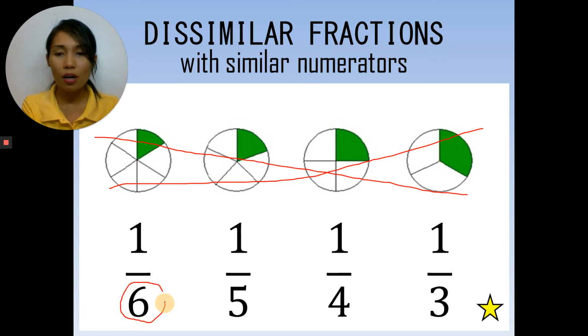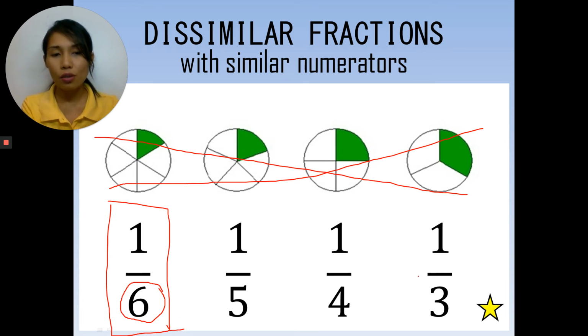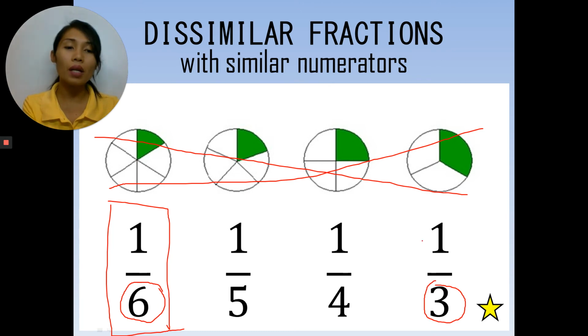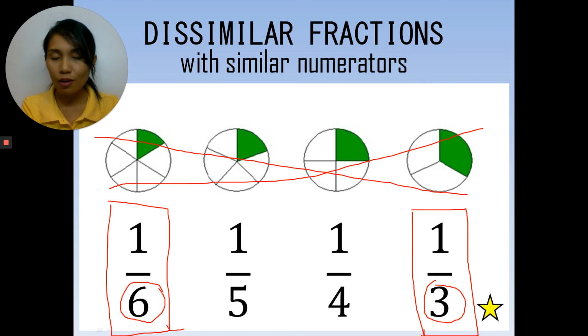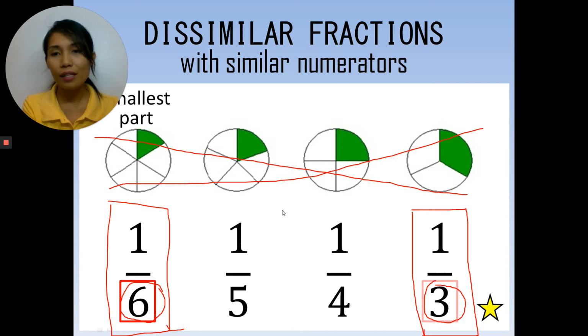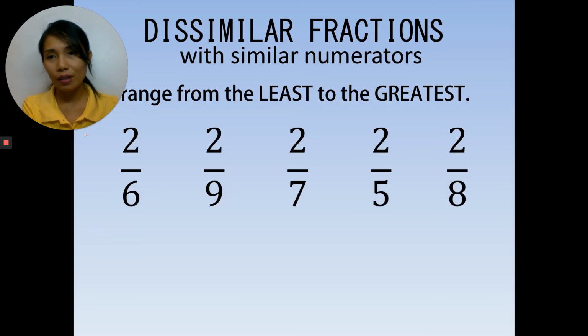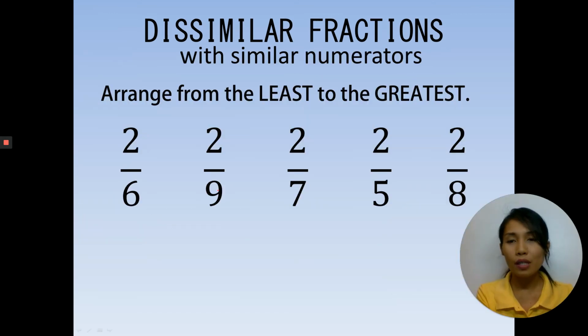Okay, in here, 6 is the greatest number. So, 6 is the greatest denominator. So that means 1/6 is the smallest fraction. And since 3 is the biggest denominator, then that means 1/3 is the greatest fraction, okay, in this group. Easy, right? Smallest part is 1/6 and the biggest part is 1/3. Okay, so let's proceed with this one.